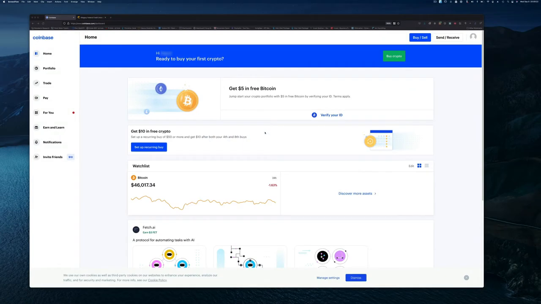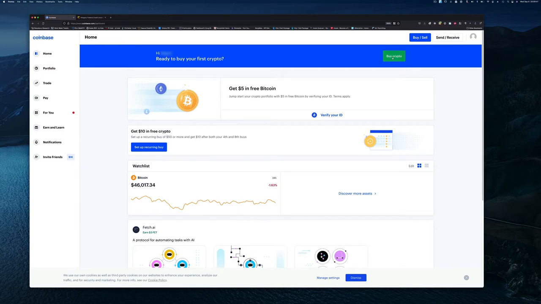Now that we've successfully registered and added a payment method, hopefully in your case too, but in my case, I've successfully added a payment method. As you can see, the message about adding a payment method disappeared, and now it's telling me I can buy crypto. So which cryptocurrency should we buy?